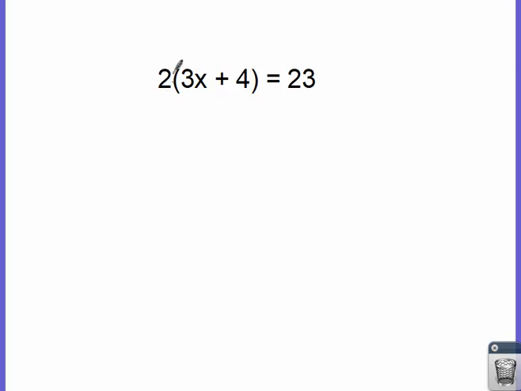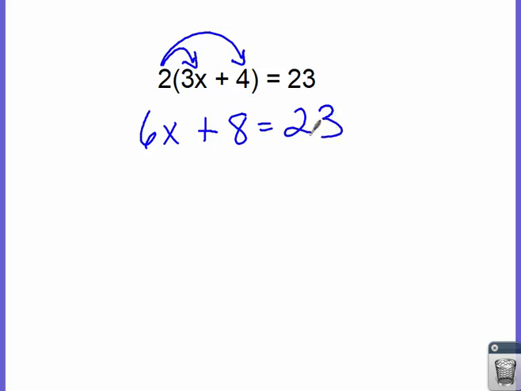Basically this 2 says I need 2 of everything that's there. So I need 2 3x's. If I had 2 3x's, I would end up with 6x, because 2 times 3 is 6, and we just carry the x on down. Plus, now I also need 2 4's. So 2 times 4 is 8. So 3x plus 4, with a multiply by 2 on the outside. I just pass the 2 out to everything on the inside through multiplication, and you simplify your parentheses.